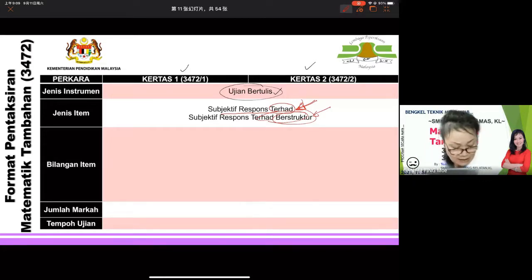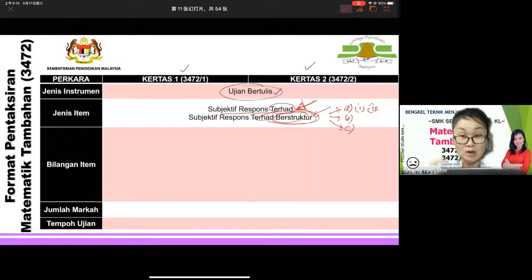Subjective response terhad is the question by itself. No long story, no stimulus. If there is a stimulus, it's a very simple stimulus. It has no part A, part B to answer. But when it comes to soalan subjective response terhad berstruktur, we have part A, after that part B, then it might go to part C, or after part A you get Roman 1 and Roman 2. This is what we call soalan berstruktur. They have a story. That one is berstruktur.